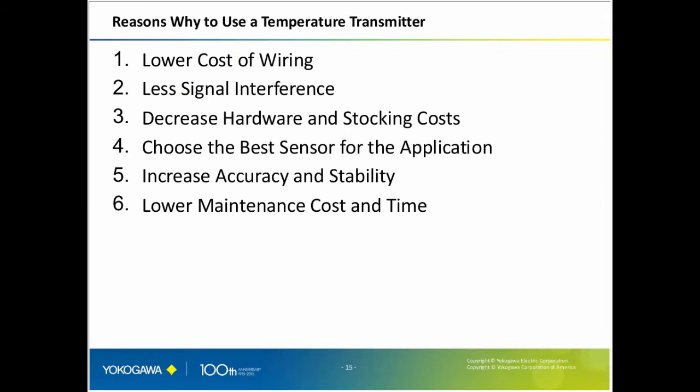So the first reason why you should use a temperature transmitter over direct wiring: lower cost of wiring. In the direct wiring scheme that we talked about, you need those sensor extension wires. The sensor extension wires are fragile, and they're much more expensive than typical 4 to 20 milliamp analog wiring. So the cost of the transmitter can be justified in wiring and conduit costs alone a lot of the times.